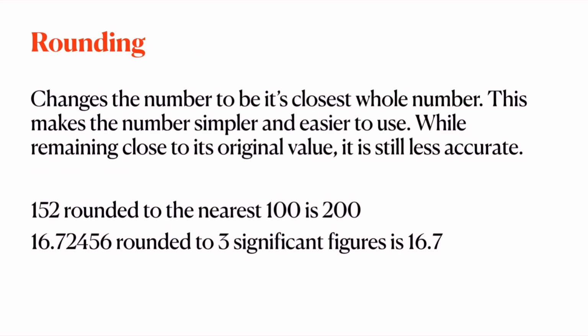152, when rounded to the nearest hundred, is 200. This is because the next number along is 5 or above, so you need to shove up the number, so we change the hundreds number to 2 instead of 1. Trying that on our next example, 16.72456, when rounded to 3 significant figures, we get 16.7, because 2 is in that 4 or below let it go bracket.